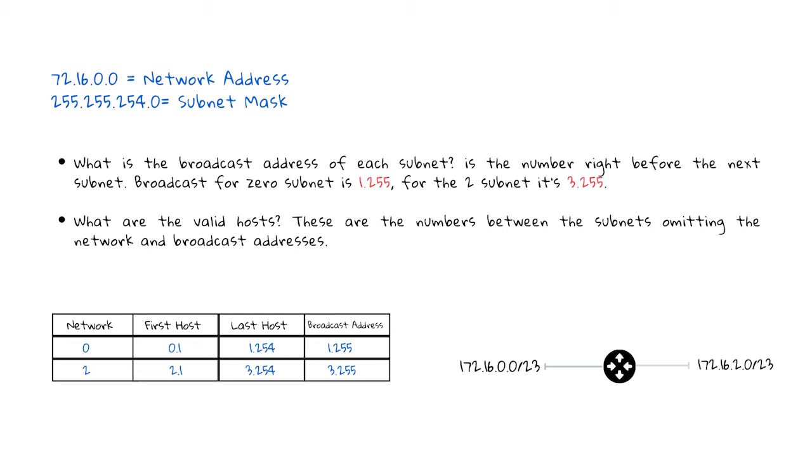What are the valid hosts? These are the numbers between the subnets and the broadcast address. So for the 0.0 subnet, it's going to be .1 up to 1.254, and for the 2 network, it's going to be 2.1 to 3.254. Once again, I have included a diagram to help you visualize, and I've also included the logical drawing that you would have if you're going to put this in a network diagram for your network.